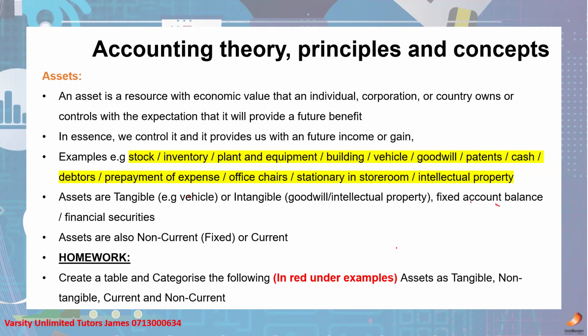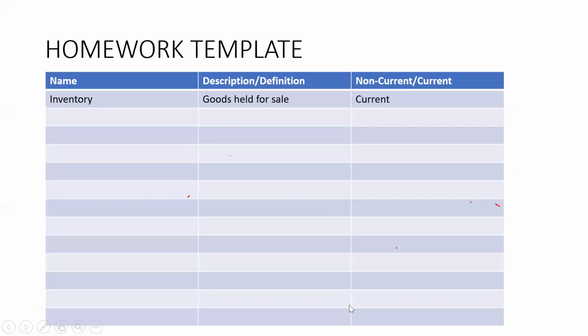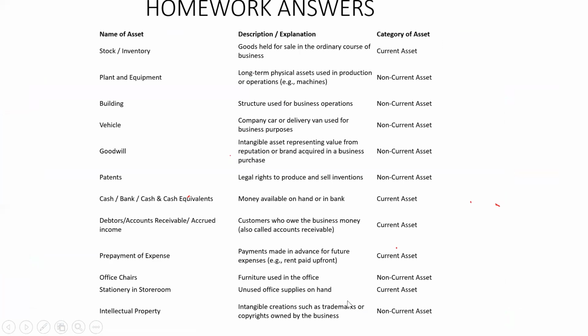So that's the classification of assets. You will notice here I've got a list of examples of assets, and as homework I said create a table and categorize whether these assets are tangible assets, intangible assets, current assets, and non-current assets. I have a little table there, so the answers to the homework are already there. So you guys can, in your spare time, go through all of these.